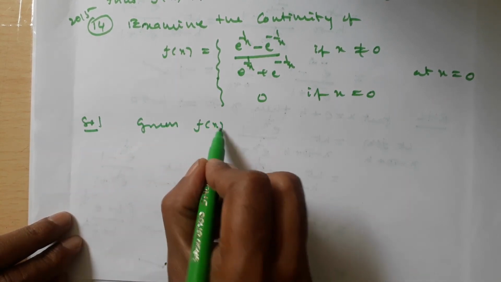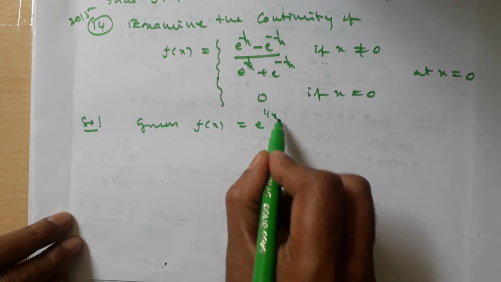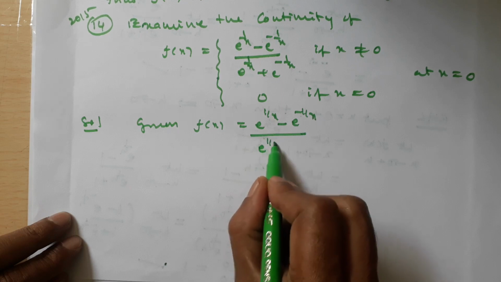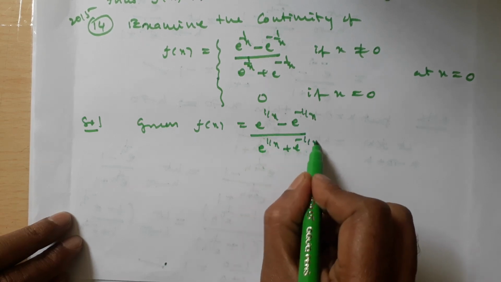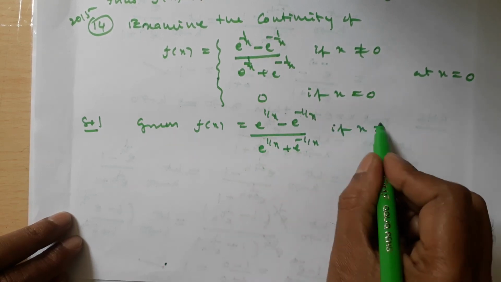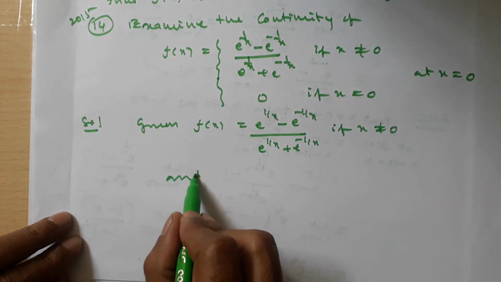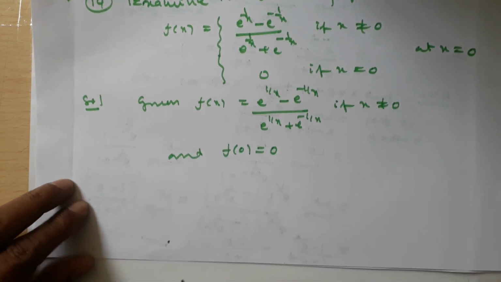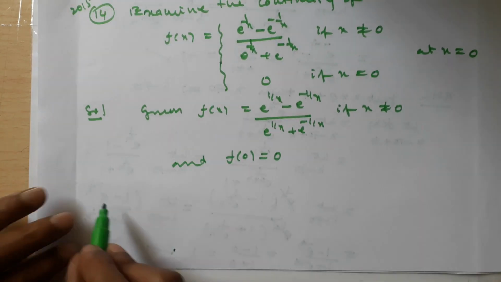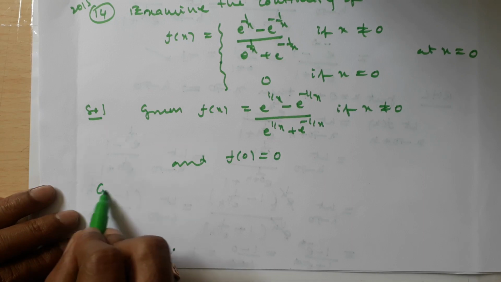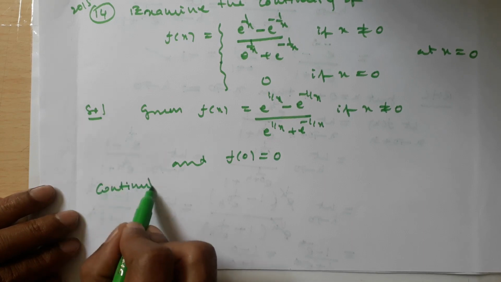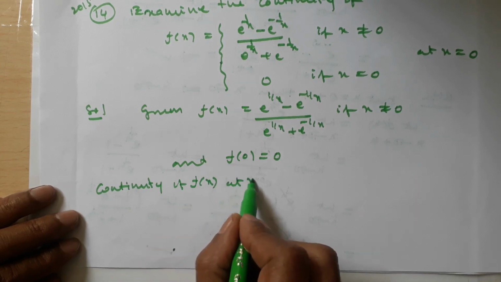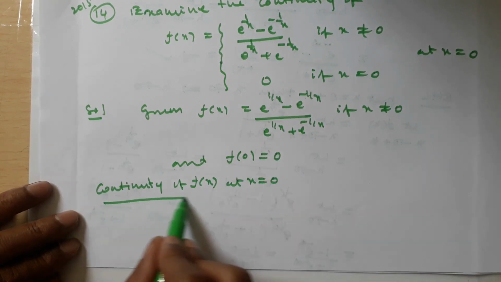f of x is equal to (e power 1 by x minus e power minus 1 by x) divided by (e power 1 by x plus e power minus 1 by x) if x is not equal to 0, and f of 0 is equal to 0. These are the things given in the problem. Next, continuity of f of x at x is equal to 0.